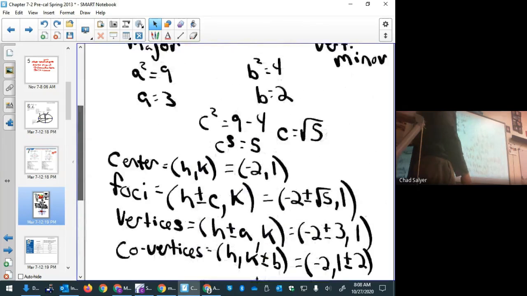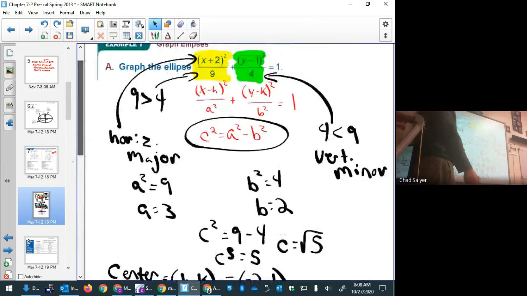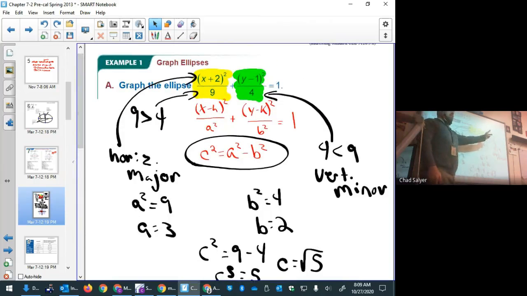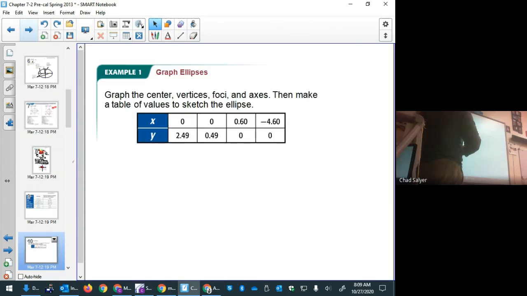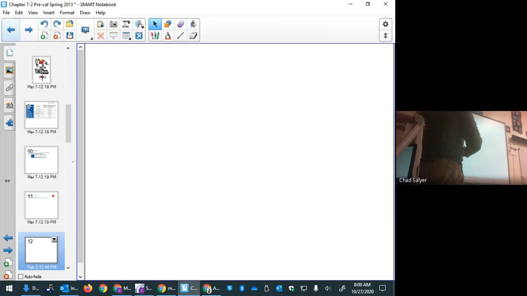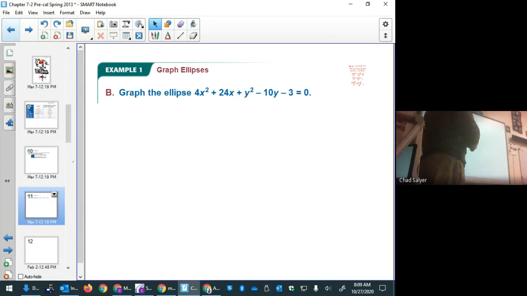Notice the algebra is just absolutely minimal if it's already in standard form. But like I said yesterday, sometimes it's in standard form and sometimes it's not. And when it's not, you have to do some extra work. So here's an example of an ellipse that's not in standard form.